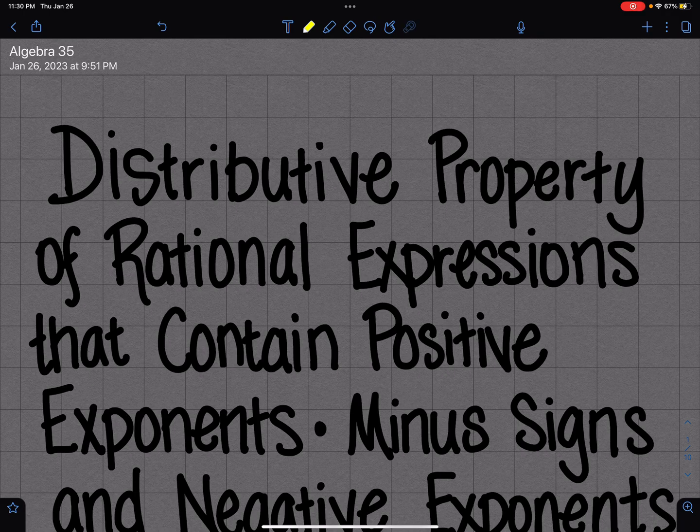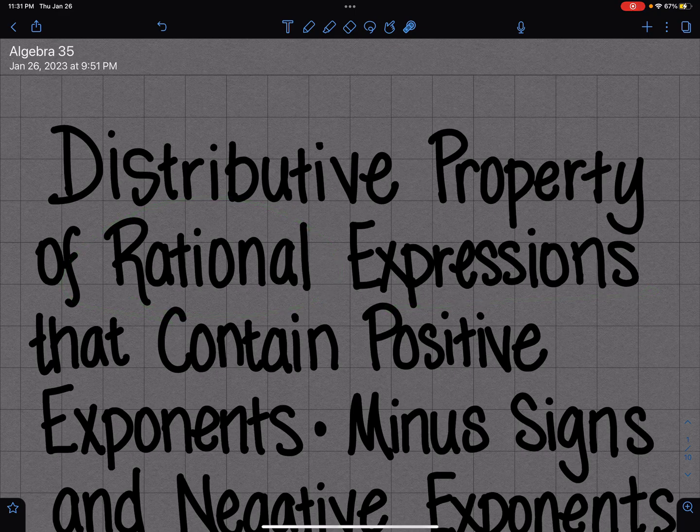Oh, I just realized I put lesson 35 up there, and this is actually lesson 36 because we are moving right along. We are on page 146 of the book, and we are going to go over distributive property. You remember what that is, right? It's when you have something outside of parentheses like this. Okay, and then you multiply 4 times x and then 4 times 1, and you multiply that out. That's the distributive property. But we're going to start doing it with rational expressions.